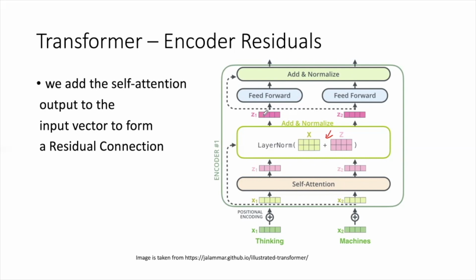Once we pass to the feed forward network, the output of the feed forward network is once again added to the normalized vector: Z1 is added to the output that comes here, and similarly Z2 is added, and we also normalize that. Once this entire process completes, the output representations that are generated are passed on to the next encoder block. This is the first encoder, and we have several such encoders stacked on top of each other.